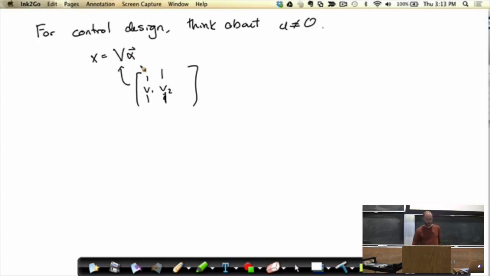If I can write any vector like this, then I can think about the dynamics in this. The reason to think about the dynamics in that space is because on those vectors the dynamics are trivial. Okay, so if I want to write down x dot equals Ax plus Bu again, right?